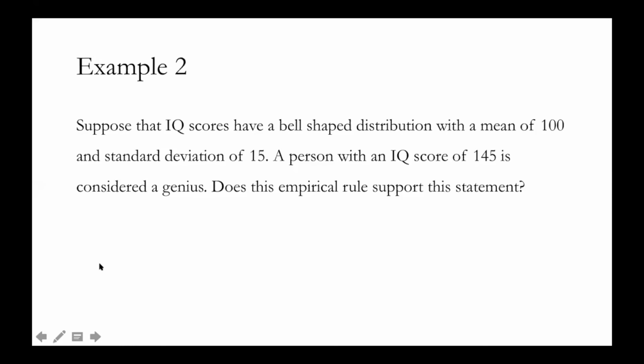Here we solve it by, just to repeat, we know that the mean is 100 and the standard deviation is 15, and the person's IQ score is 145, and we want to check if it's really rare to have an IQ score of 145 in the population. So we want to check if the empirical rule, the reality, supports this statement.